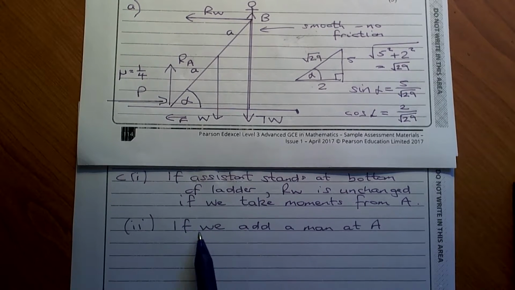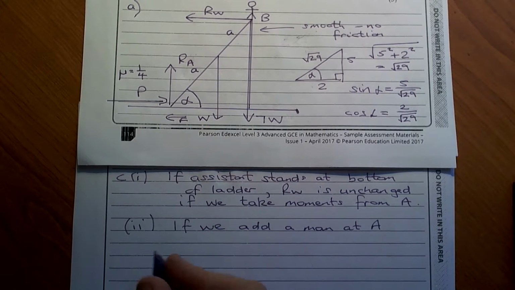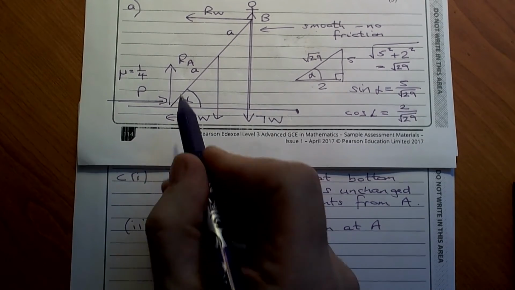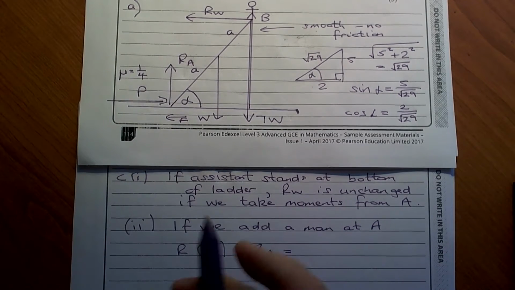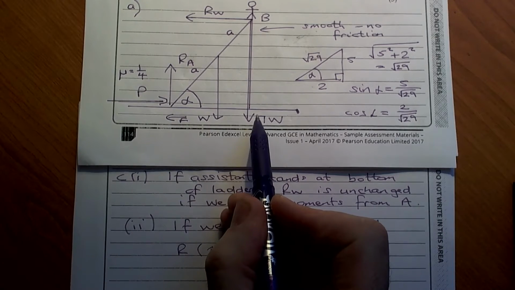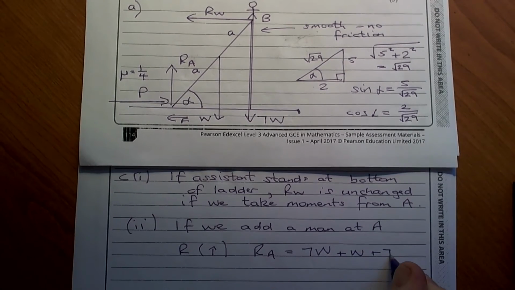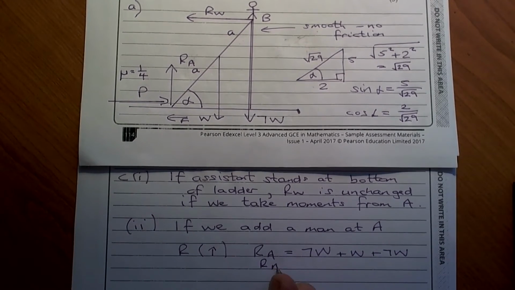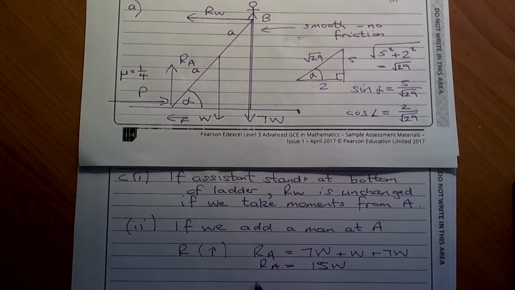The second point, if we add a man at A, so imagine we've got another man added here, he'd have a weight of 7W. So if we resolved vertically, we would get that RA is going to be equal to, we'd have a 7W there, a 7W there, and a W. So we've got 7W plus the weight of the ladder plus the other man at the top. So RA would now be 15W. So that means that RA actually increases.